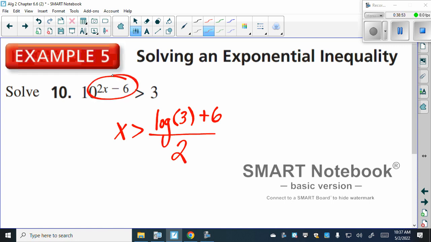2x minus 6. So to get the 6 away from x, we would add it. And then to finally get x by itself, we would divide by 2. Does that make sense? It gets daunting when I just throw numbers up there like that. But all we're doing is solving it out. Does anybody need to see this one? We good, Paris? Yeah. Okay.